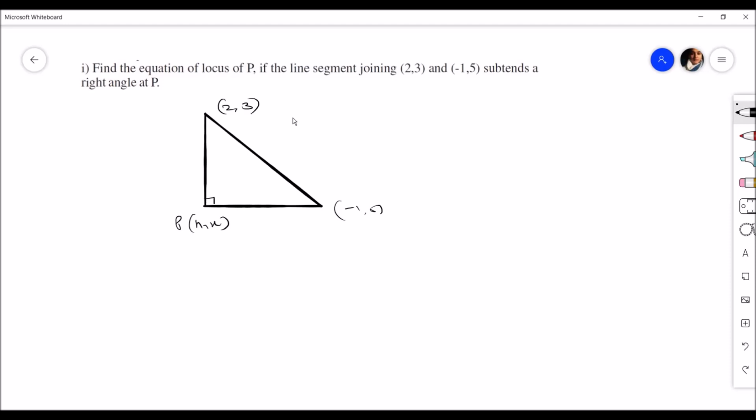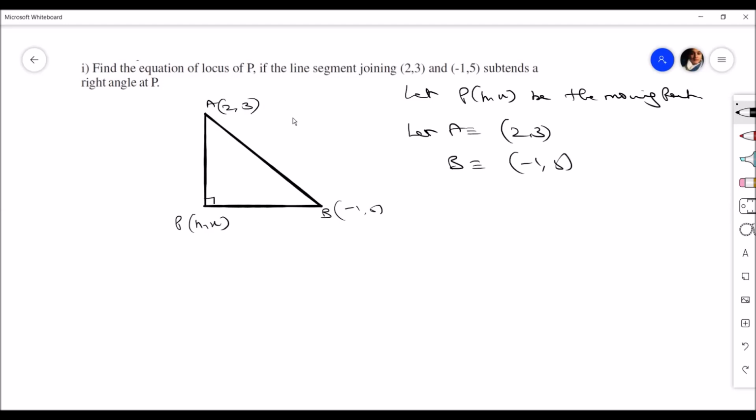A couple of ways that I can give you to solve this problem. The first method being the slopes method. Let's call this point A and this point B. So let's do some assumptions. Let P(h, k) be the moving point. Let A be represented by (2, 3) and B be represented by (-1, 5). So the first method is that the slope of PA into the slope of PB.